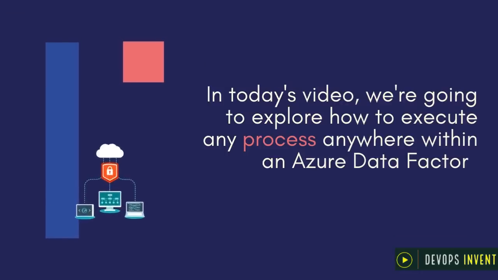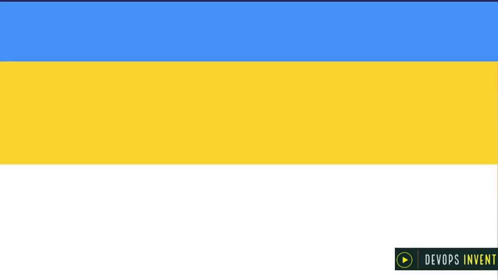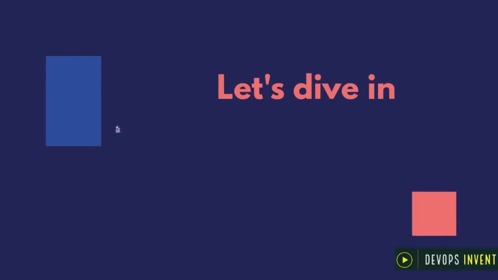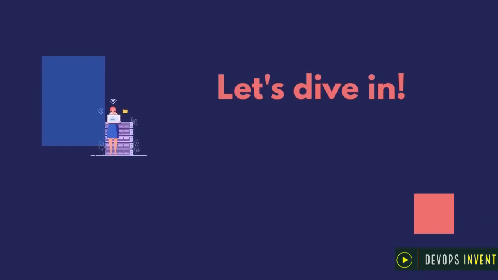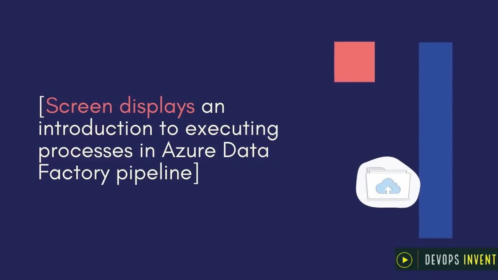In today's video, we are going to explore how to execute any process anywhere within an Azure Data Factory pipeline. This capability allows us to incorporate custom code, scripts, or activities into our data workflows. Let's dive in. Screen displays an introduction to executing processes in Azure Data Factory pipeline.